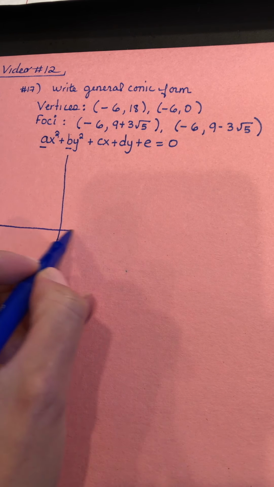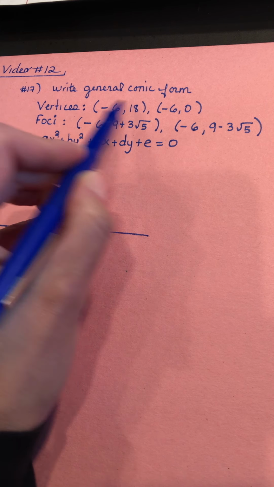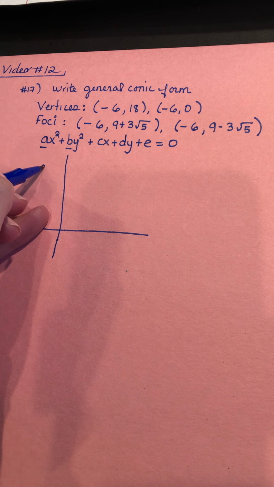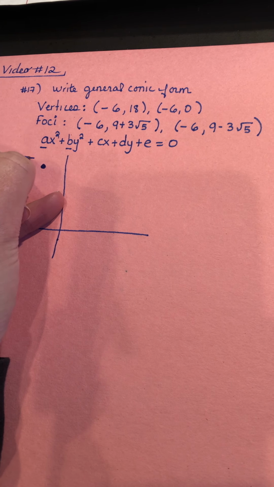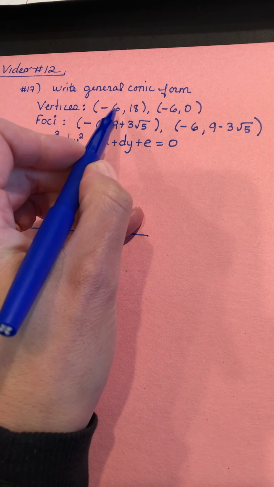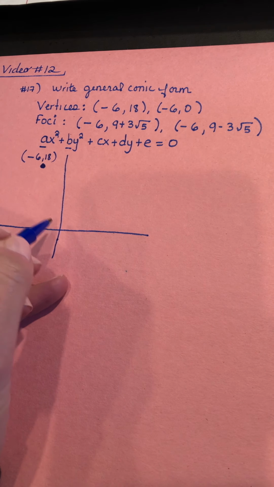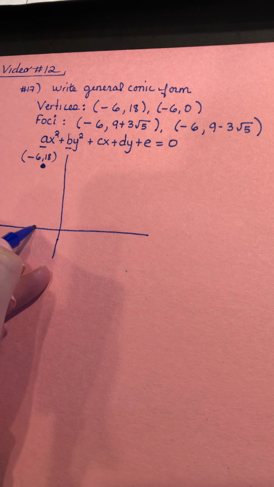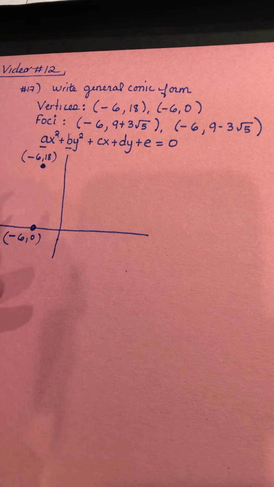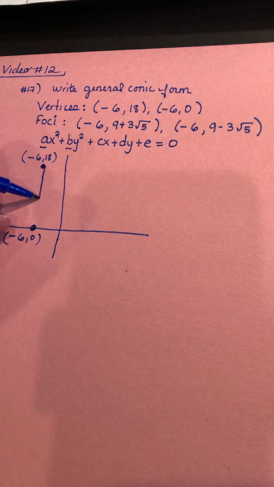So I like to just do a very quick sketch to kind of visualize what's happening. And I'm going to graph my vertices. I'm going to go over -6, up +18. Again, this is not to scale. It doesn't matter. And the other vertex is at -6, 0. Okay, so I can then see that this must be a vertical ellipse.